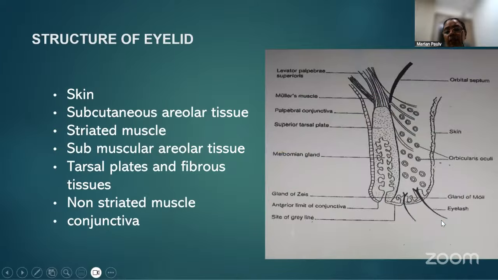So now let us move to the structure of the eyelid. The eyelid has skin, then subcutaneous areolar tissue, striated muscle, then submuscular areolar tissue, tarsal plates and fibrous tissue, non-striated muscle and conjunctiva. Let us see each one by one.